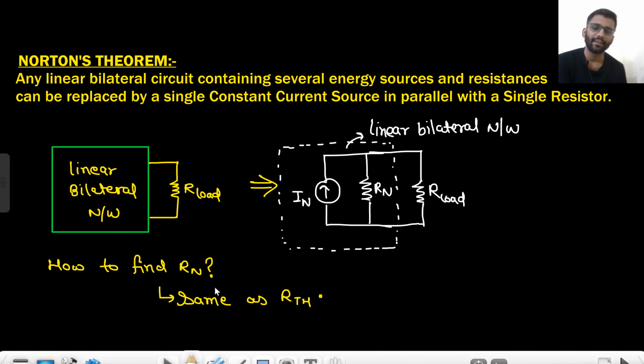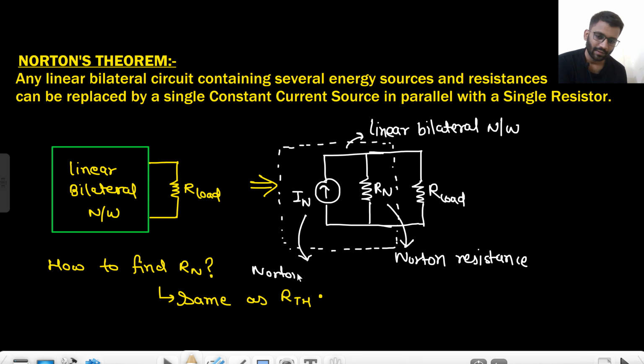Now how will you find Rn? Rn, we call that the Norton resistance, and that will be the Norton current source. Right? So how will you find Rn? It is the same as RTH, nothing is different. Rn is equal to RTH only. It is the Thevenin resistance only. There is no difference between Thevenin resistance and Norton resistance.